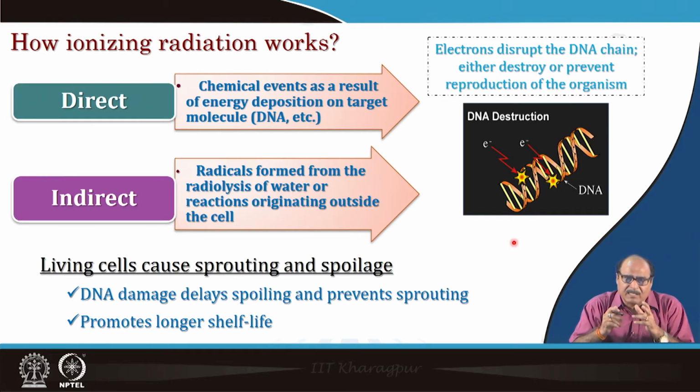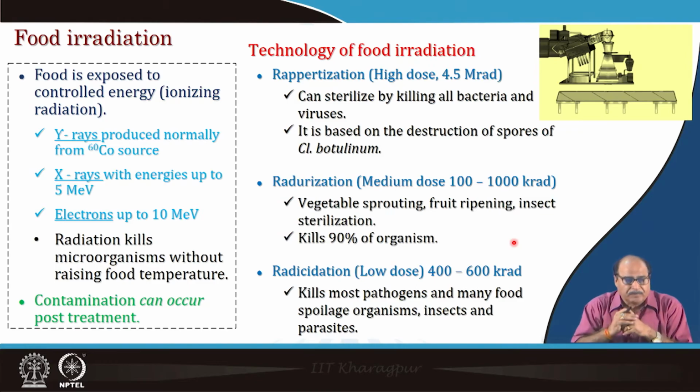Living cells cause sprouting and spoilage. So, DNA damage delays the spoilage and prevents sprouting, and it promotes longer shelf life. In the technology of food irradiation, the food is exposed to controlled energy, that is, a calculated amount of ionizing radiation.